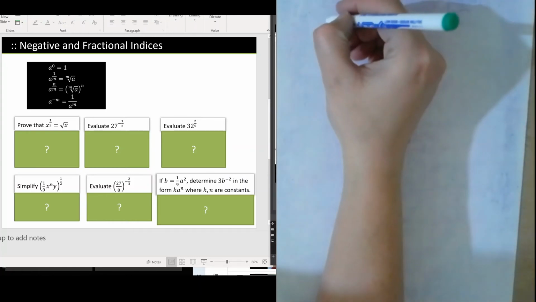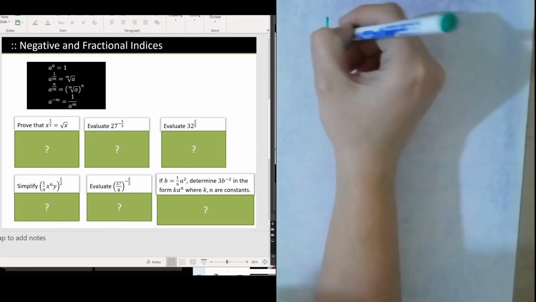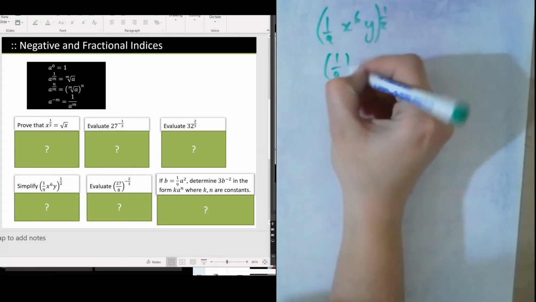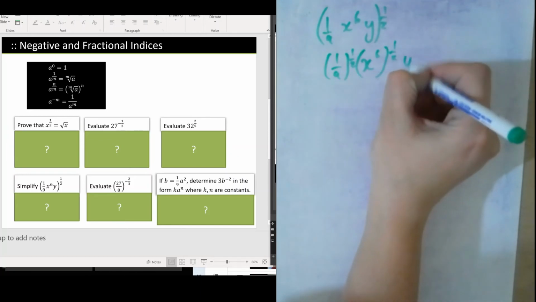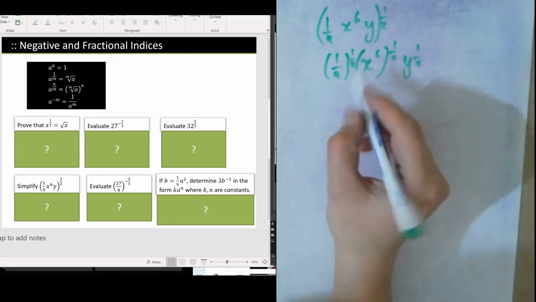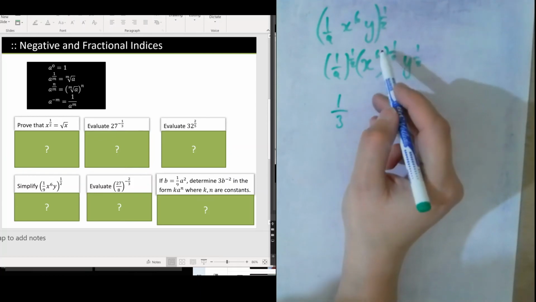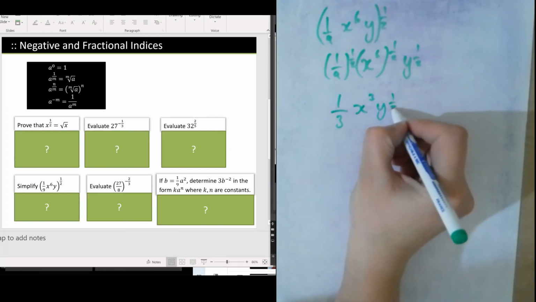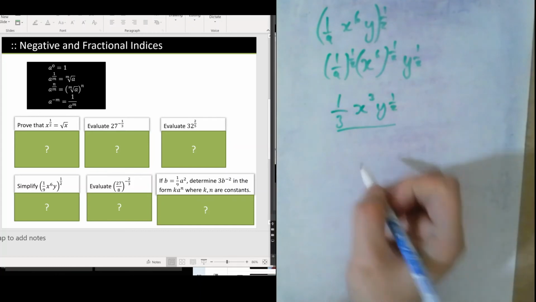Okay, so for the next one, I've got 1 over 9 x to the power of 6 y to the power of a half. For each term, I get this to the power of half, this to the power of half, and then y to the power of a half. For this one, square root of 1 is just 1. Square root of 9 is 3. This is to the power of 6. 6 times a half is 3. And then y to the power of a half. So hopefully that should make sense.